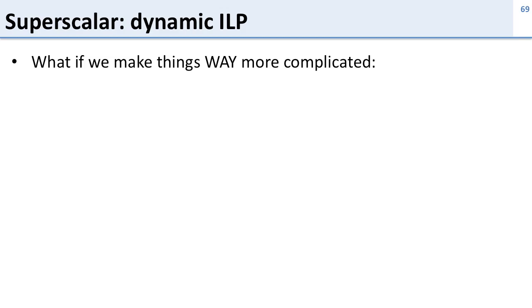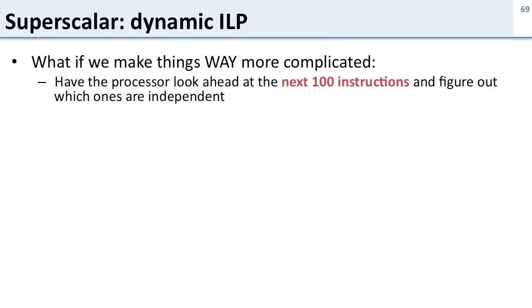So let's talk about superscalar. So in superscalar, we have dynamic instruction level parallelism. That is, we're going to have the processor find the independent instructions. And what we do here is we make things way more complicated. We're going to have the processor look ahead at the next 100 instructions it's going to execute and figure out which ones are independent. And it's going to do this while it's running. So the compiler isn't going to tell it, the processor is going to figure out which ones are independent.